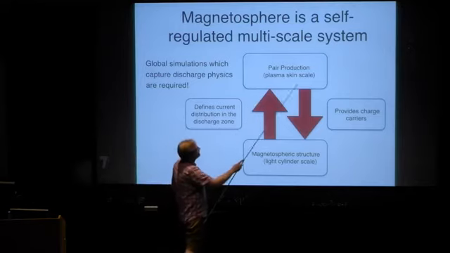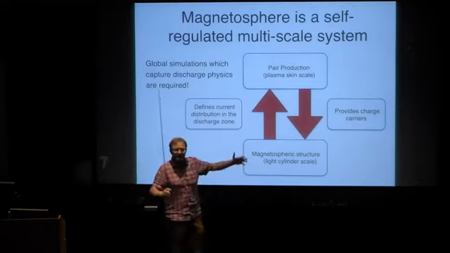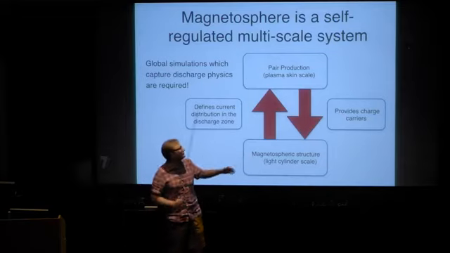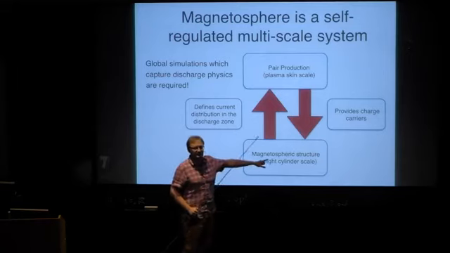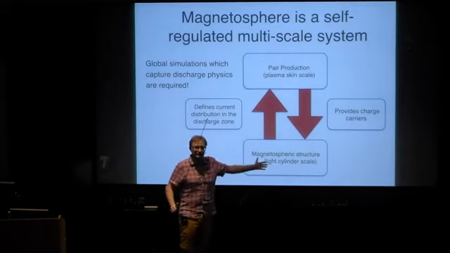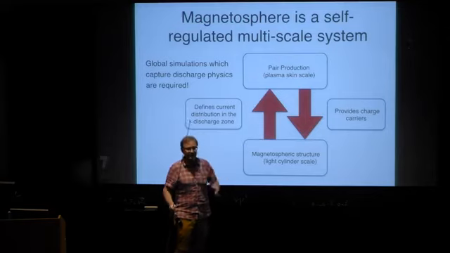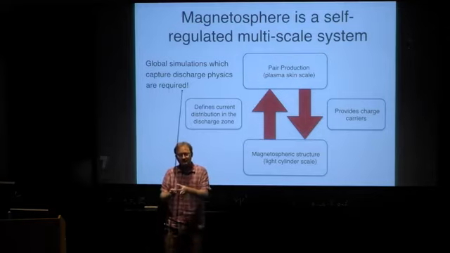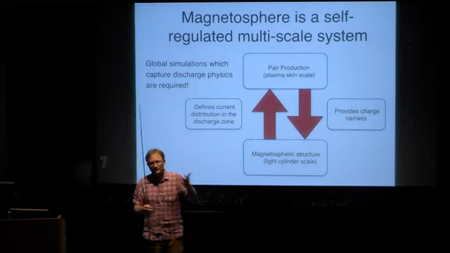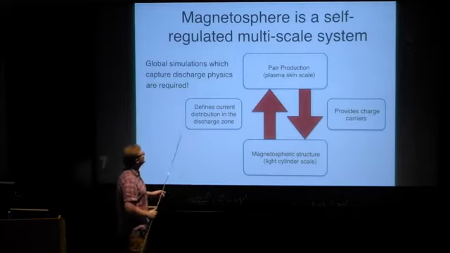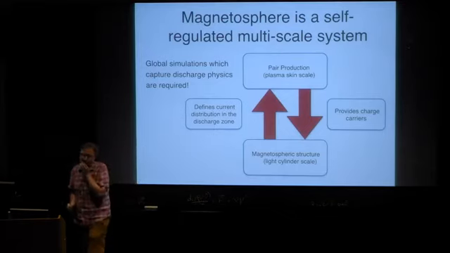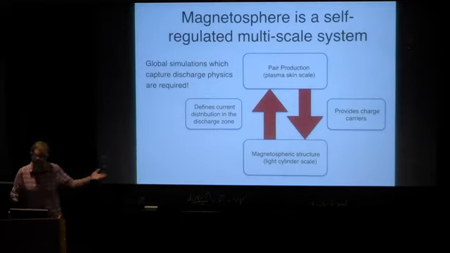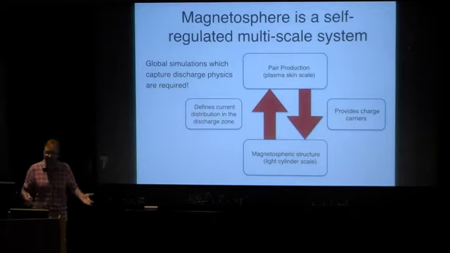And what happens on this scale will actually determine how the global magnetosphere looks, because this is the region that drives these currents and charge densities that modify the field structures on the larger scale, which actually feed back on the small scales by setting the conditions in this acceleration zone where all this pair production physics happens. So it's an intrinsically coupled multi-scale system, and without a self-consistent solution for the whole global system, it's impossible to tell anything about how this behaves.